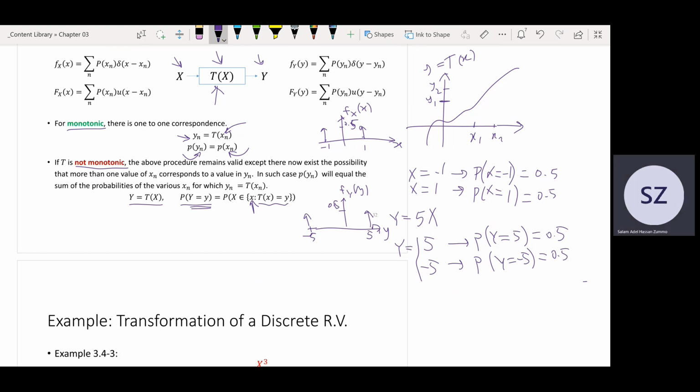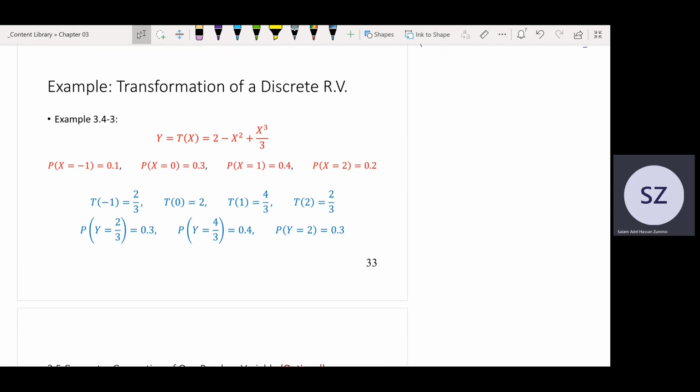Okay, so this event is equivalent to this event. The probability of every value of y equals the probability of the collection of x's such that T(x) equals y. Let's have an example and see.